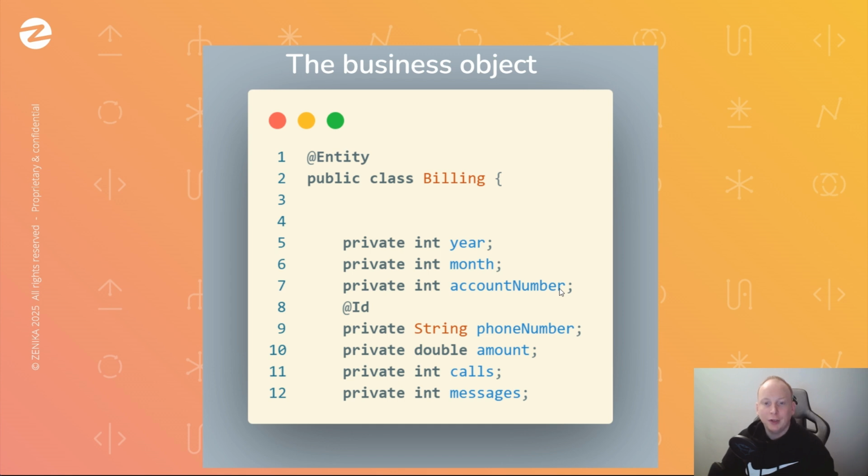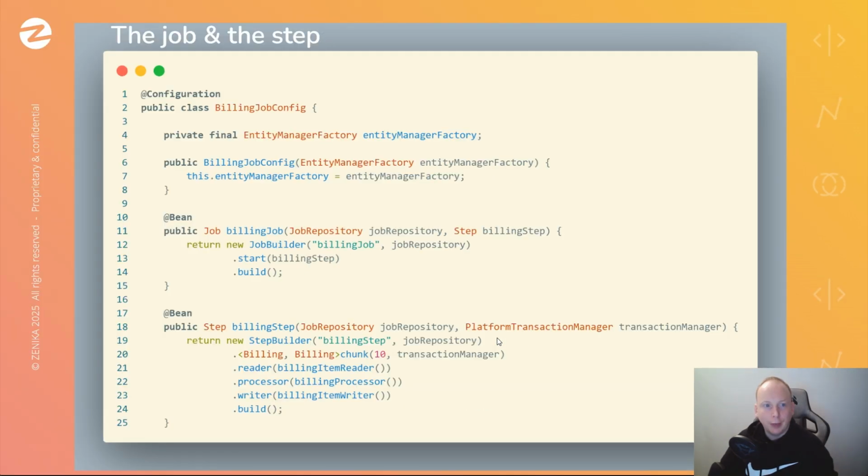So let's see this. It's a billing application. We have a business object with the year, month, account number, phone number, amount, calls, message. So this is our business object. Then we have the batch, and in this batch you have the job and the step. Here it is a way to load or to interact with the entity manager, which is necessary to interact with the database. Then you have the job. The job loads the step, which loads different subtasks: a reader, processor, and a writer.